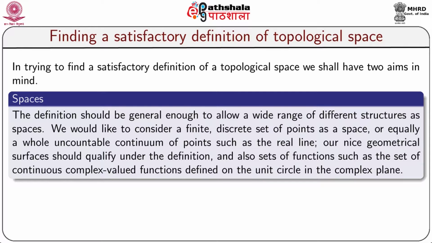So, in trying to find a satisfactory definition of a continuous function on a topological space, we would like to consider a finite, discrete set of points as a space, or equally a whole uncountable continuum of points such as the real line. Our nice geometrical surfaces should qualify under this definition, and also sets of functions such as the set of continuous complex valued functions defined on the unit circle in the complex plane.